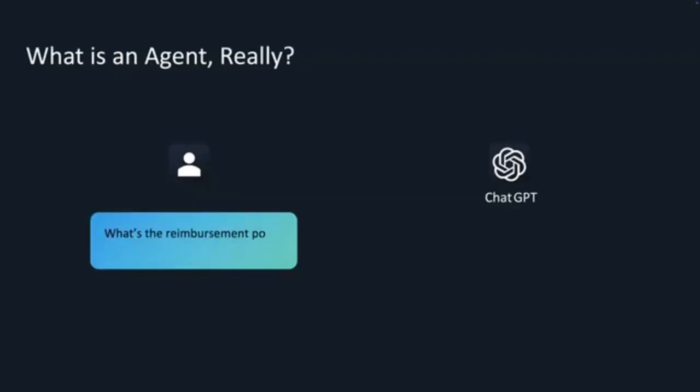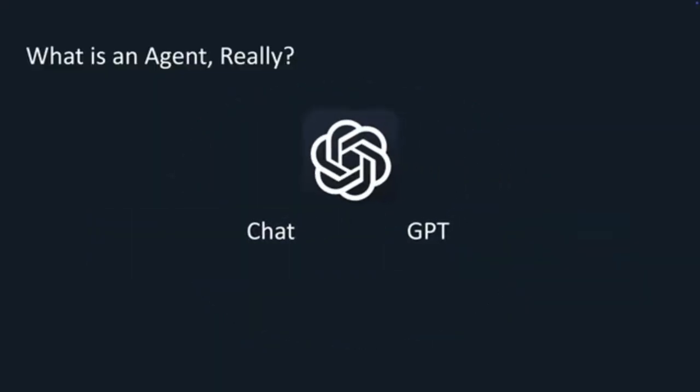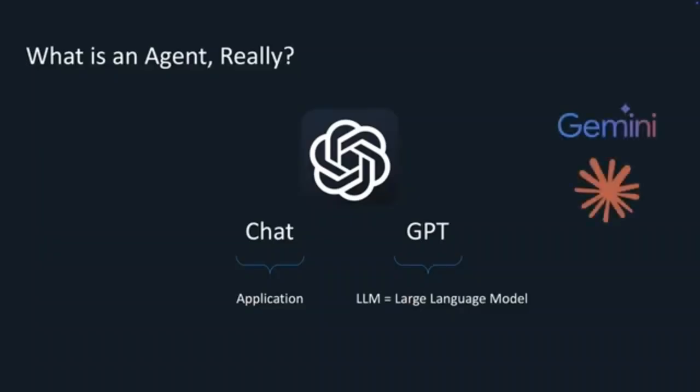So, what is an agent really? Let's start with the absolute beginner's guide to AI agents. Let's start with something that we already know. If you were to ask ChatGPT a question, it gets back to you with the response instantly. So the chat in ChatGPT is the application. The GPT is the LLM or large language model from OpenAI. There are so many other models out there like Gemini from Google, Claude from Anthropic, etc.